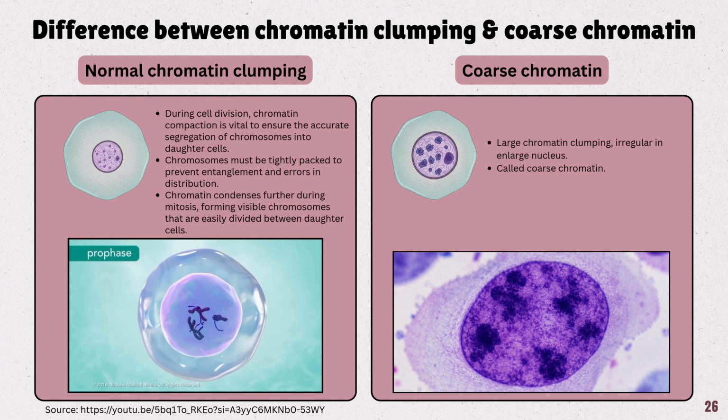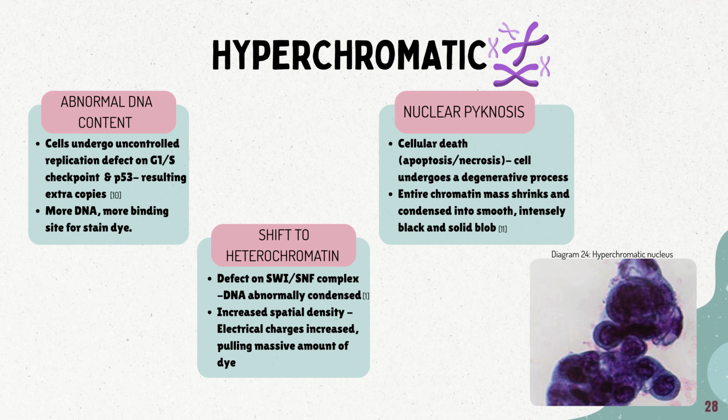Under the microscope, hematoxylin acts as a basic dye that relies entirely on a chemical attraction to the negatively charged phosphate groups in the DNA backbone. Because the nuclear DNA content has multiplied, the nucleus is forced to bind an excessive amount of dye, creating a uniform, heavily saturated, hyperchromatic appearance. Second, shift to heterochromatin.